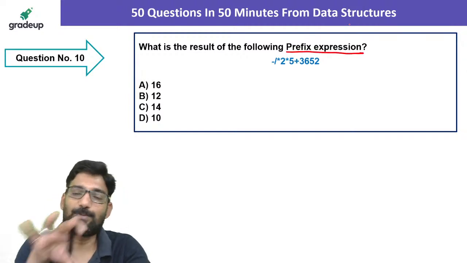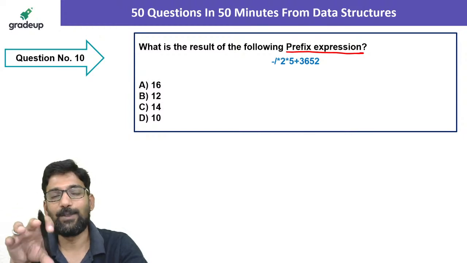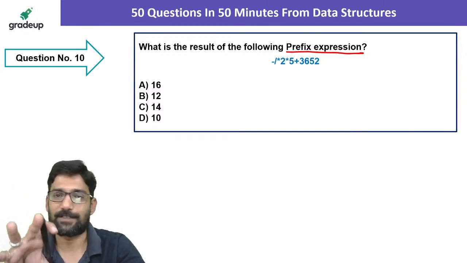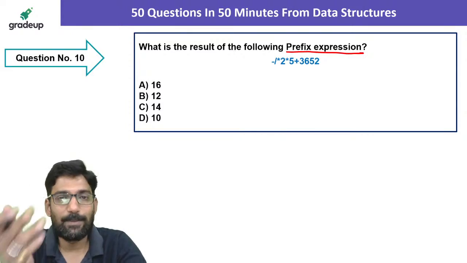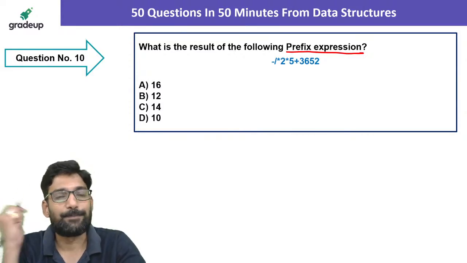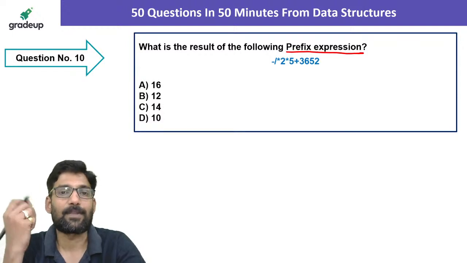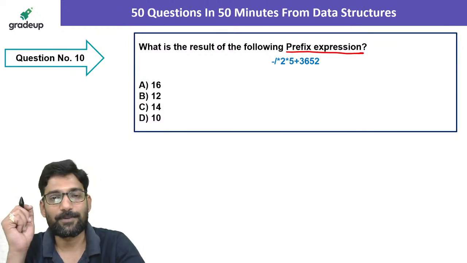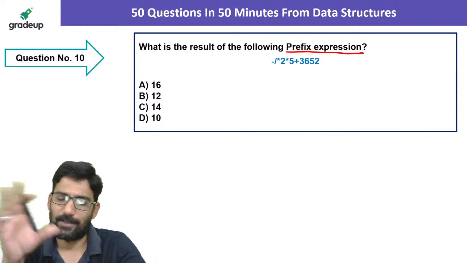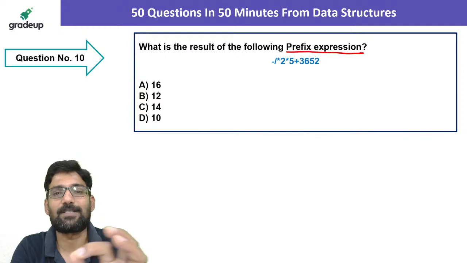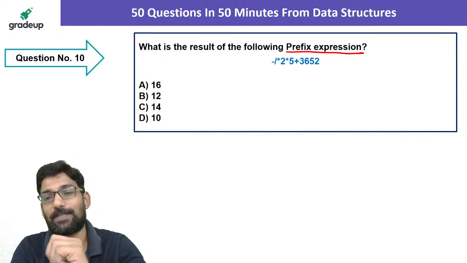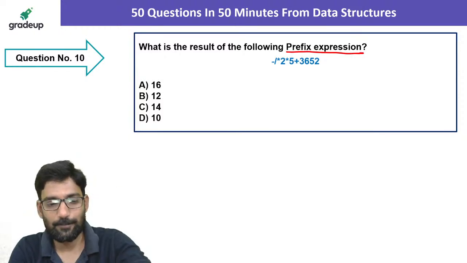So guys, if you observe, I have included all kind of questions and almost from all the topics. Maybe you might be looking for linked list questions, questions from queues. Don't worry, all will be there. They are on the way. Okay, it is just question number 10. We have 40 more questions. So what is the result of following prefix expression? Quickly tell me.